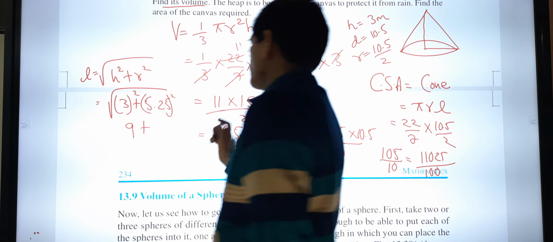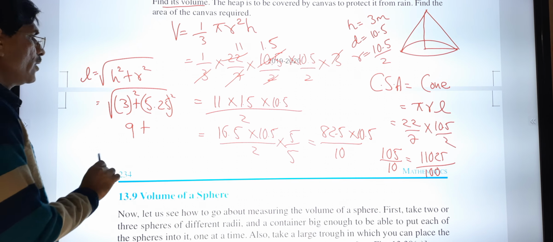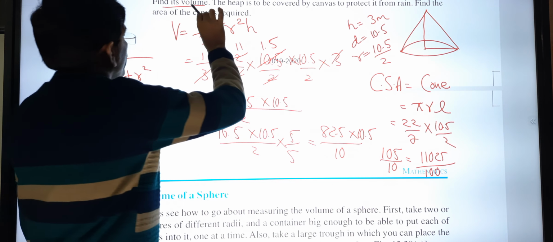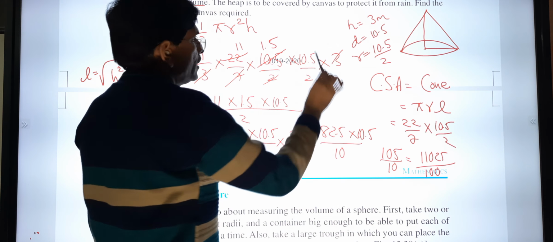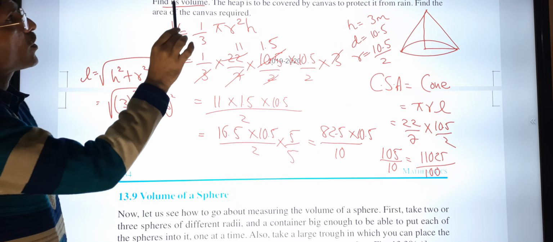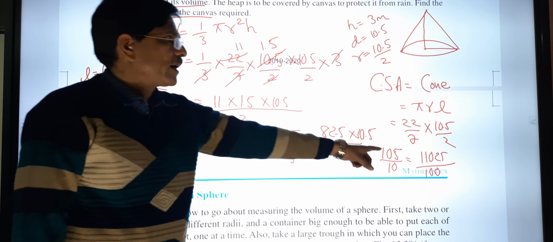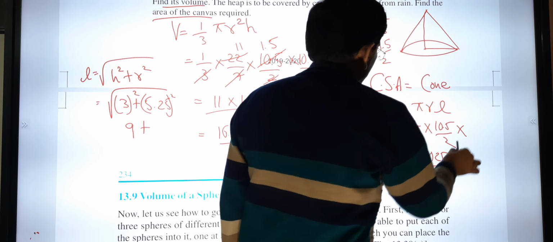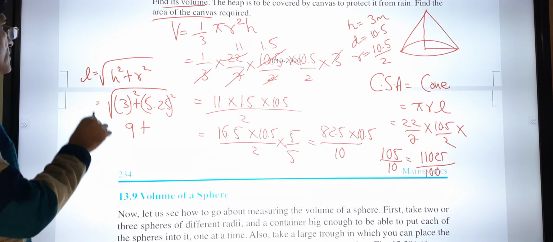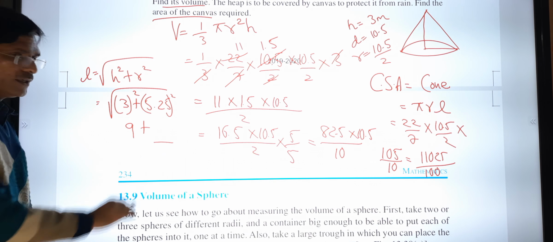I hope you have written it. So this is the last sum. Two things you have to get clear in concept. When we have to find out volume, use 1 by 3 pi r square h. When we have to find out area, we use pi r l. But here l is not given, so we have to find it by using l is equal to under root h square plus r square. Now give me the answer.